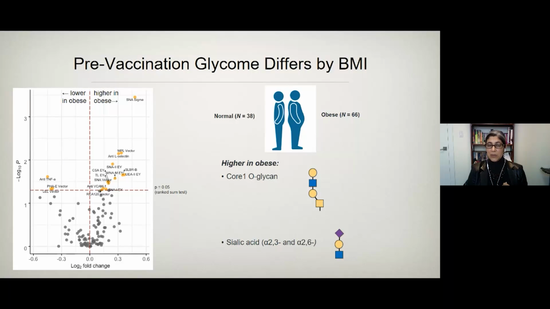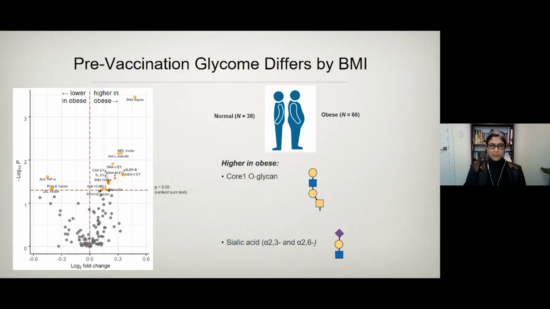So the first thing I want to tell you is that when we looked at our data set, we have an obese and a non-obese population. We define normal as being less than 25 BMI, obese being over 30. And when we looked at whether there are changes in the glycome at baseline that are just associated with obesity, what we found is there are indeed strong changes. These changes are stronger in the obese versus non-obese than any changes we see with gender, although we do see some gender-dependent changes as well. So in people who are obese, we do see higher levels of core 1 O-glycans, and we also see, interestingly, higher levels of sialic acids. So both the 2,3 and the 2,6 sialosides are higher in people who are obese.